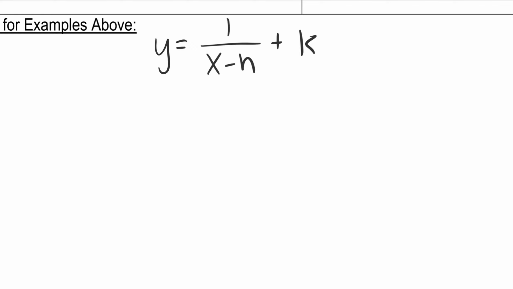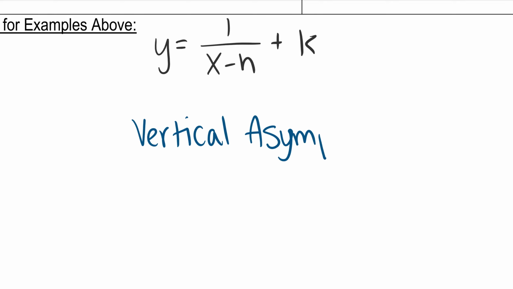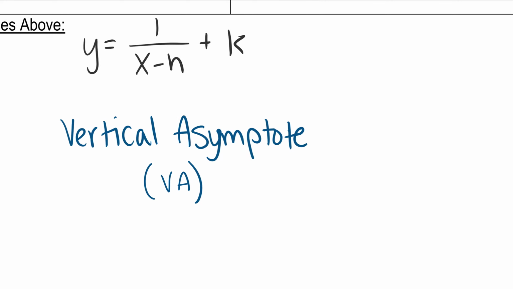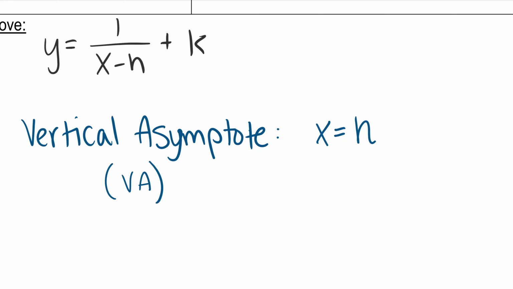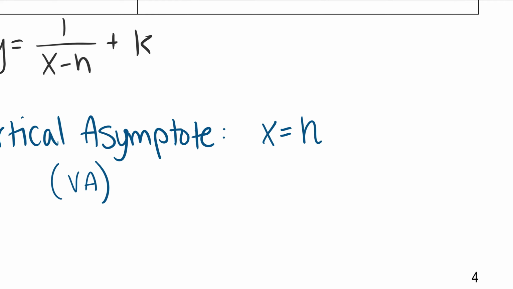So I have what we call a vertical asymptote, which I always abbreviate with VA, because that's 2 words to write and I don't want to write them every time. So vertical asymptote is always going to be x equals h. Okay? And if you remember, with h, just like with every other function, h always changes sign. So if I have x minus 2, then it'd be x equals 2.